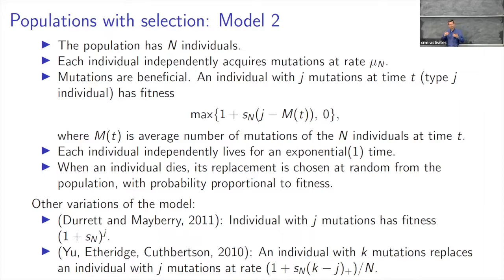of the n individuals in the population at time t. So if an individual has 3 more mutations than average, its fitness is 1 plus 3 times Sn. And this parameter Sn is measuring the selective benefit that one gets from a mutation.